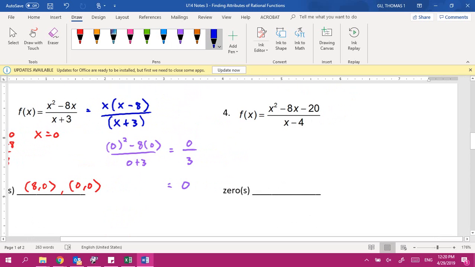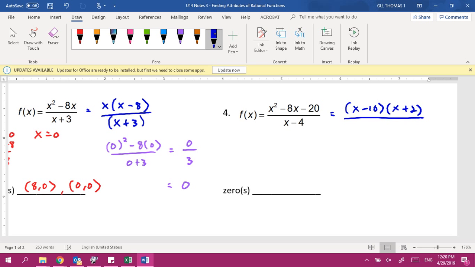But anyways, number 4. How would I factor out the top? What method would I use? The X box, right? This one you have to use X box because you have to see the A and the B and the C. But yeah, you would check for the GCF first, but there's not one. All right, so if I use the X box, it's going to be x minus 10 times x plus 2 over x minus 4. And so now, how am I going to find my zeros? So what am I going to write? x minus 10 equals 0. Right, and? x plus 2 equals 0.